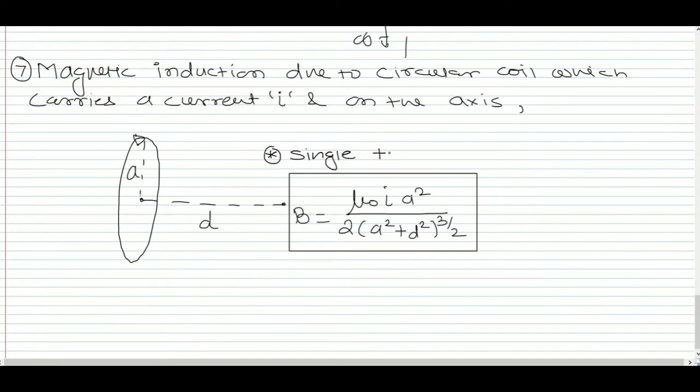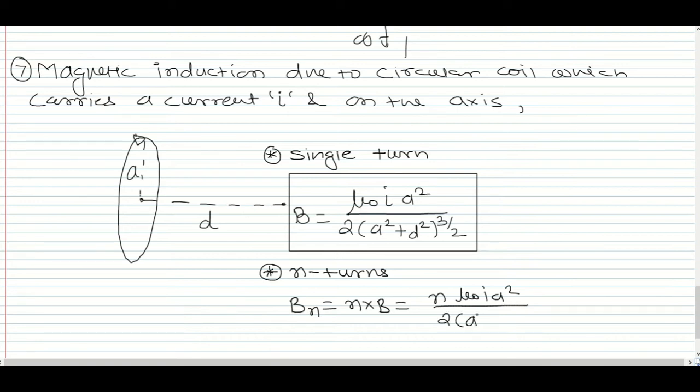This is only for a single turn, but suppose we have multiple turns, n turns, then what is the formula? So B for n turns will be n times the B for singleton. So it will be n into mu naught I a squared divided by 2 times a squared plus d squared whole raised to 3/2. Just remember this.